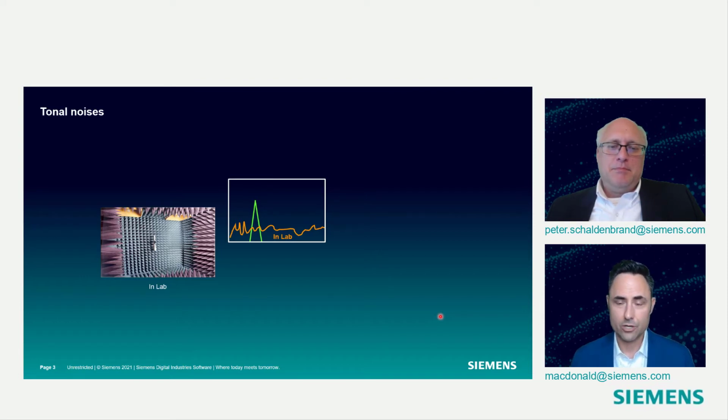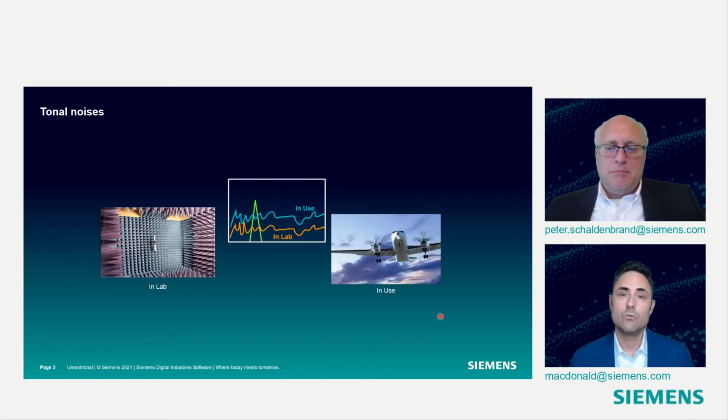So if we're working on a tonal noise and we measure in this nice sophisticated lab where the environment's highly controlled and all the background noise is minimized, we're going to have a false impression of maybe how bad our tones are compared to how the machine will be used in the field or in operation. So if we're working on propeller noise, certainly in the lab we're going to have a different view of that and how the tones stick up above the background than we will when we're actually in flight.